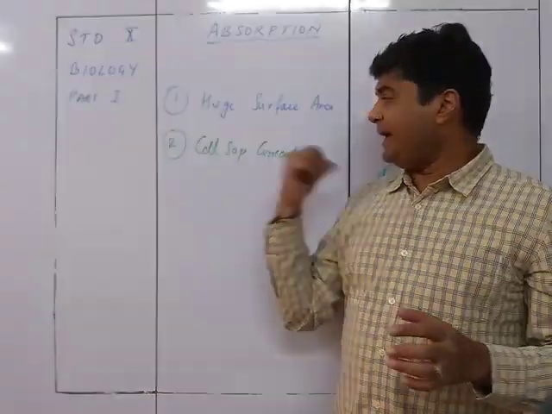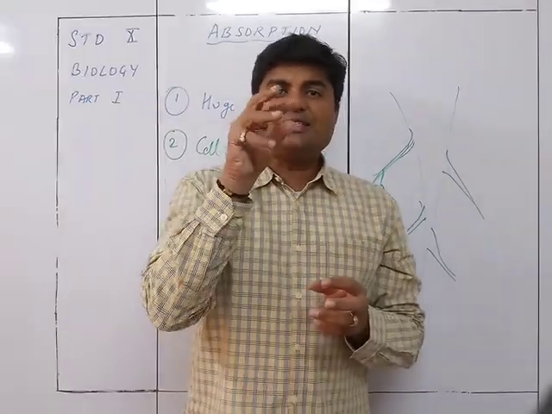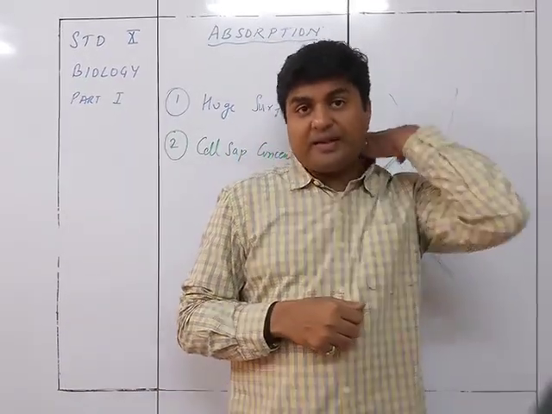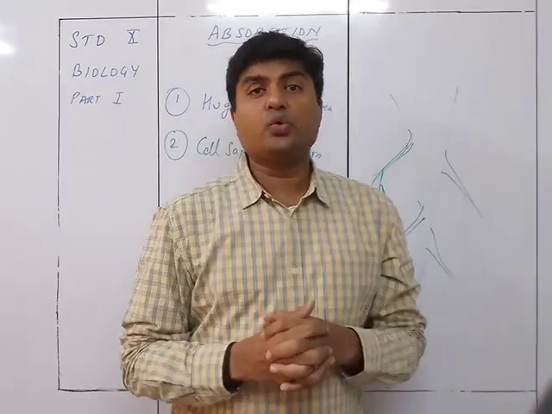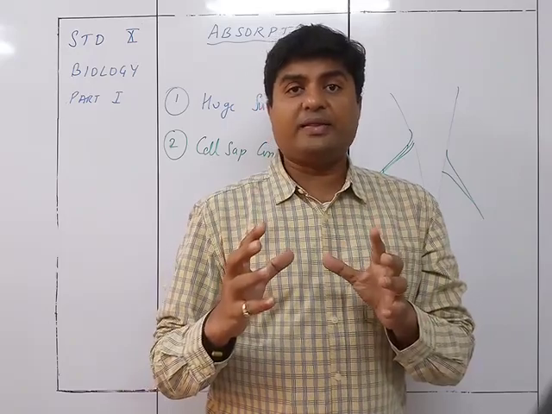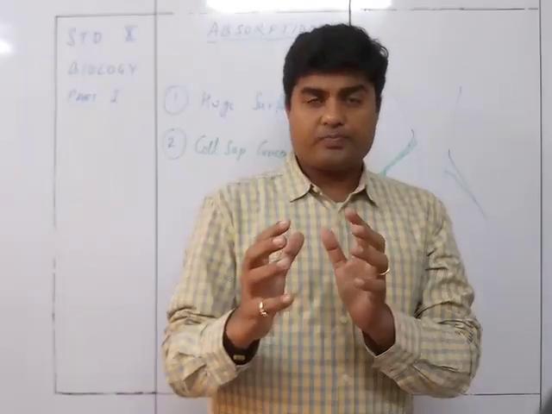So the root hair, these root hair are made in such a way that the cell sap, that is the liquid present inside, that is the solution present inside the cells of the root hair, they have got a concentration in such a way that they have got more salts in them and less water in them.